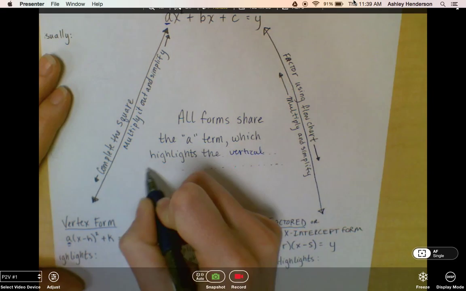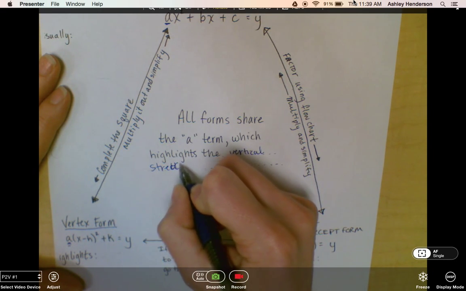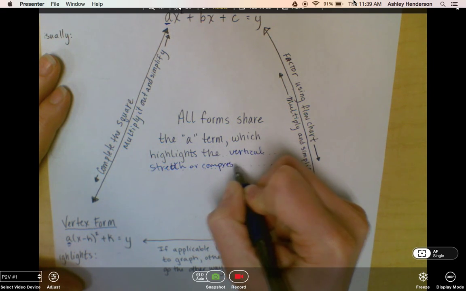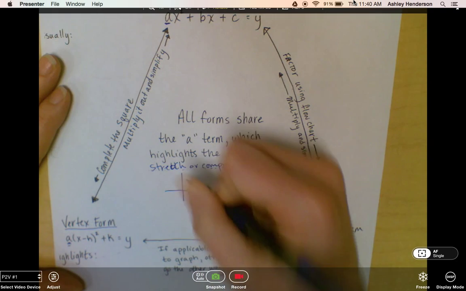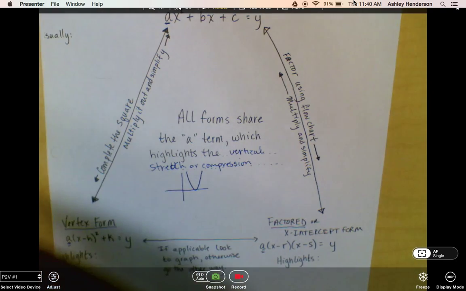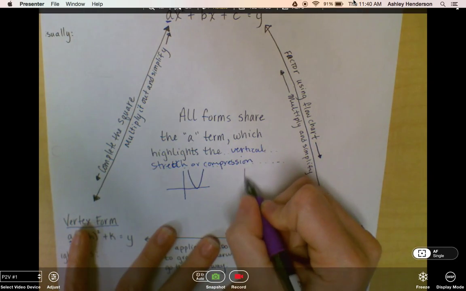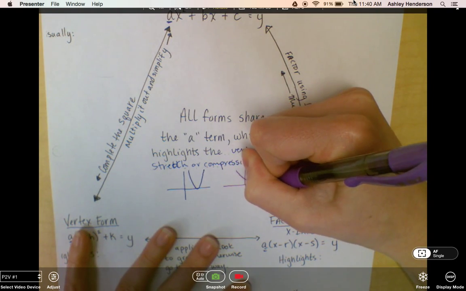vertical stretch or compression. So it's going to be the thing that makes our quadratic really tall and skinny, or it might possibly make it really wide, something like that.